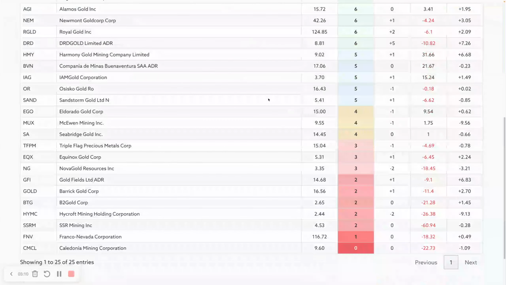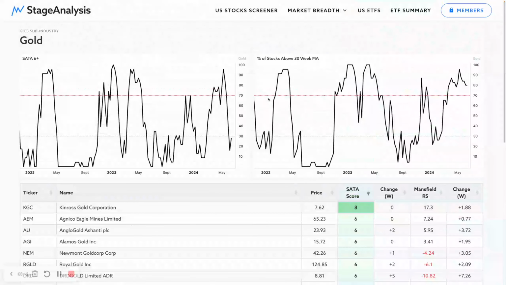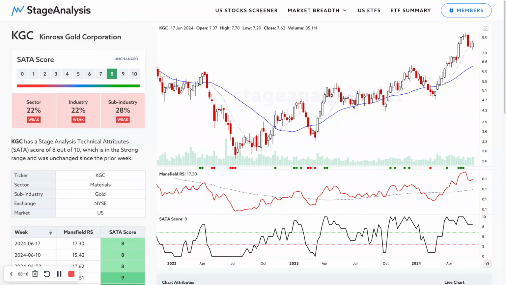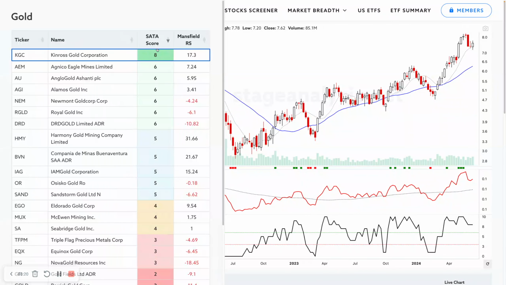So again, you can scroll down, you can see what the rest of the stocks in the group are doing. So for example, Kinross Gold at the moment is leading in the gold group. So click into here, you can see top of the gold group here with Mansfield relative strength at 17.3 at the moment.